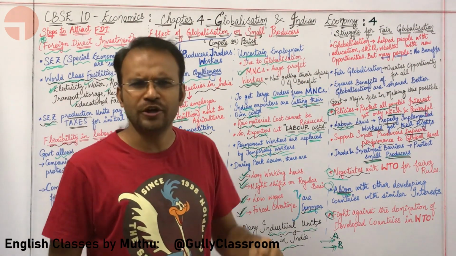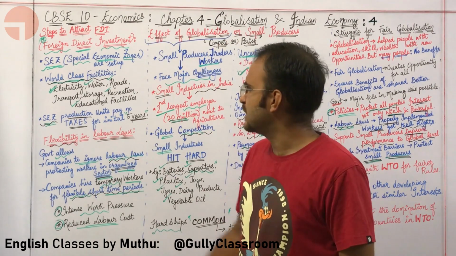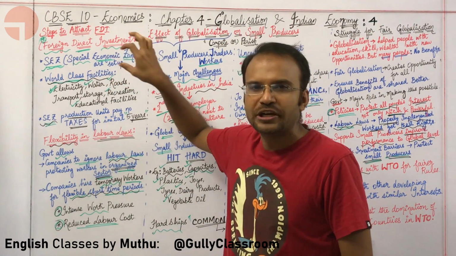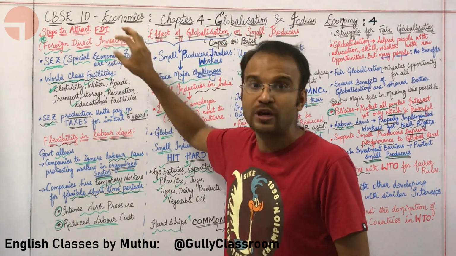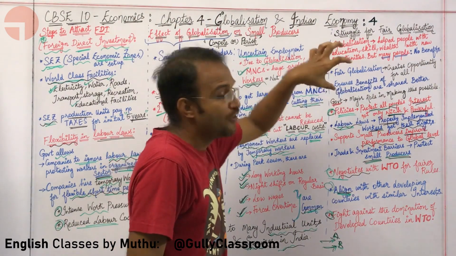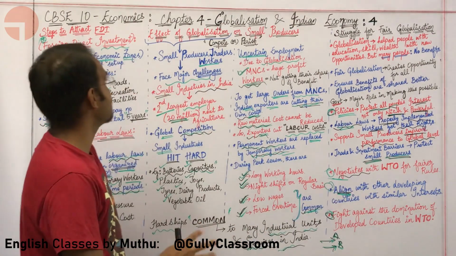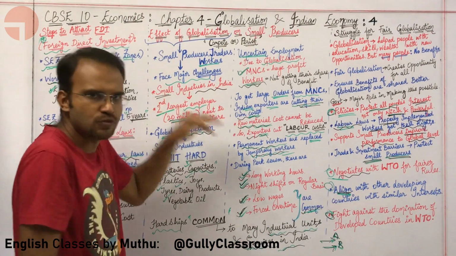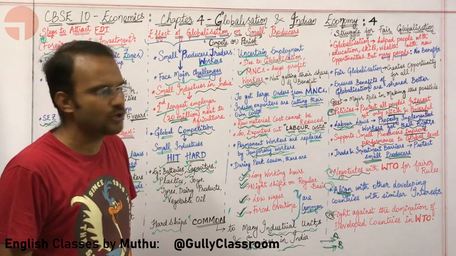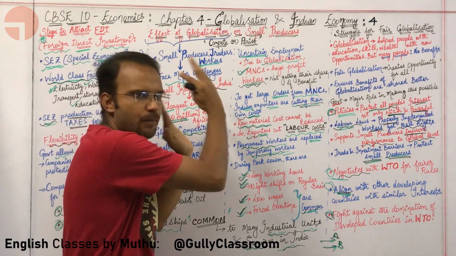Sir, how are we going to study this particular lecture? Concentrate on these two ends. Concentrate on SEZ, Special Economic Zone, has the 2 mark. Concentrate on fairer globalization, has the 2 mark. Concentrate on these two parts. With respect to efforts of globalization of small producers, it is a 3-star question. So you can study a couple of points from it.